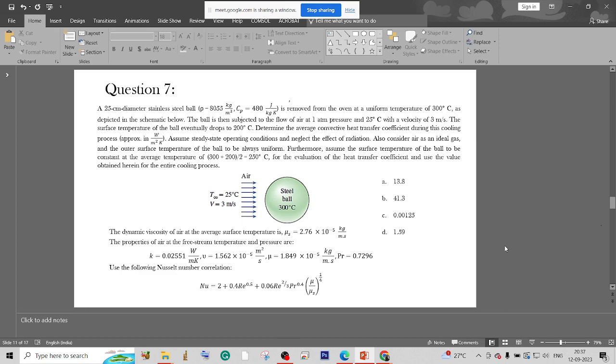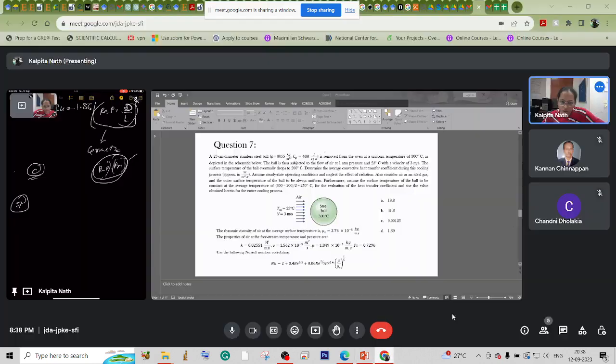So all the properties are also given here, including dynamic viscosity, and the Nusselt number equation that we need to use here relates the Nusselt number to the Reynolds number, the Prandtl number, and the ratio of dynamic viscosities. Mu s is given and mu is also given. So everything is given. We need to find the average convective heat transfer coefficient during the cooling process, that is h bar. Understood or any doubt?